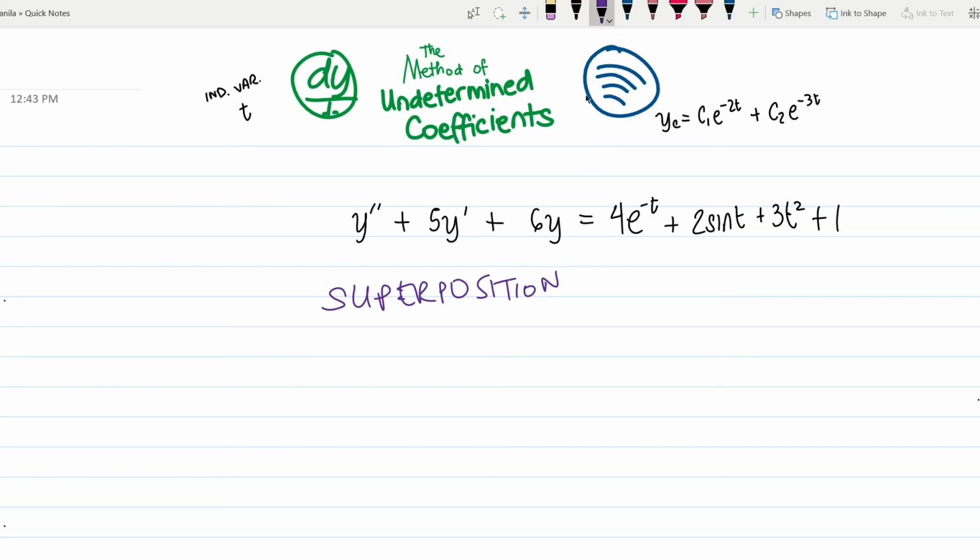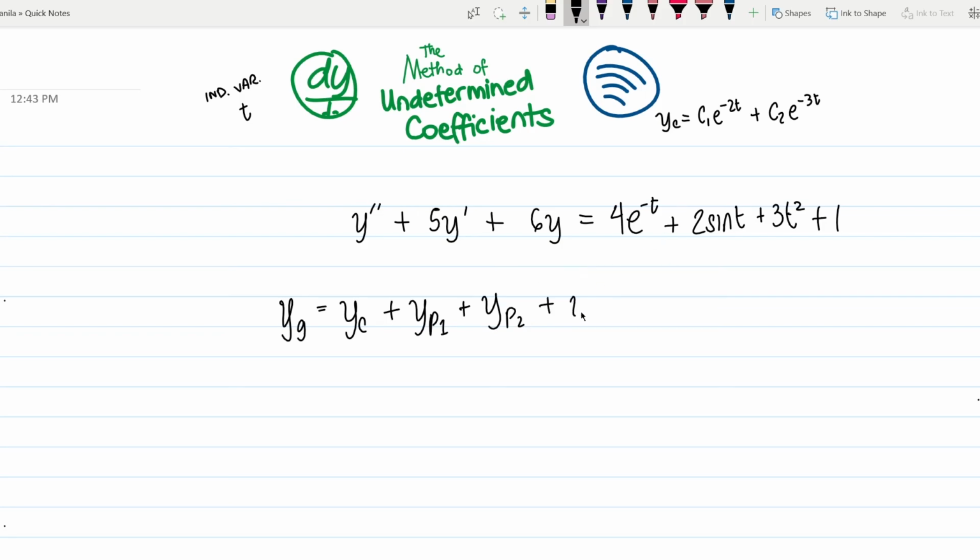So the thing with superposition is that if you solve each of these things separately, right? We solved this kanina. We solved this kanina. And we solved this kanina. So that means if we just combine all of the particular solutions in that, we have a complementary solution already. We have a particular solution for this thing. Let's just say it's particular solution 1. And then our particular solution for the sine. And then our particular solution for the polynomial. This should be our general equation.